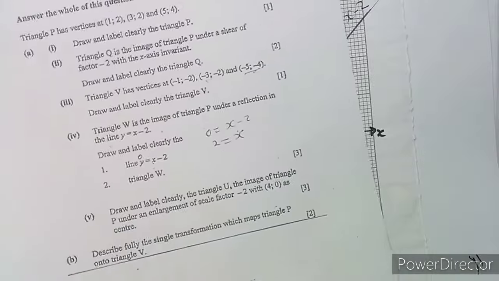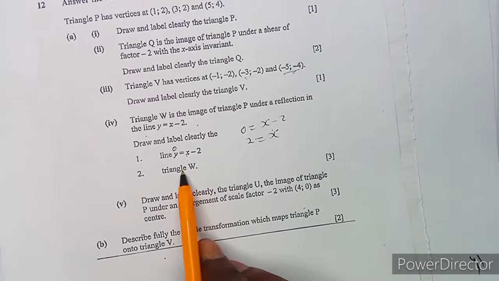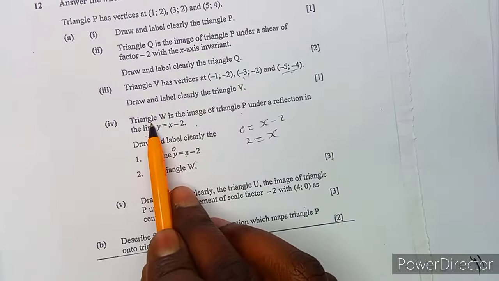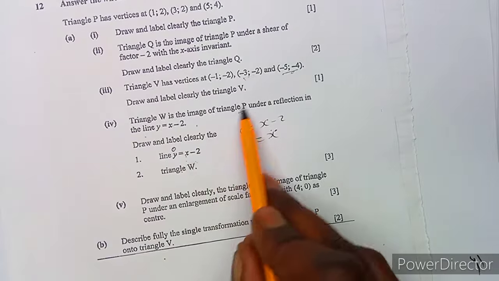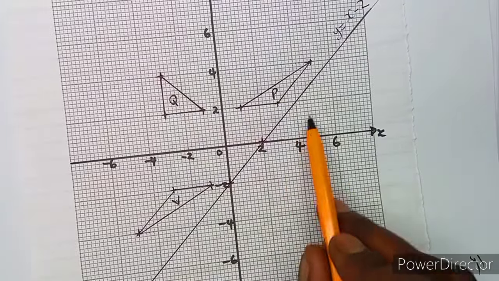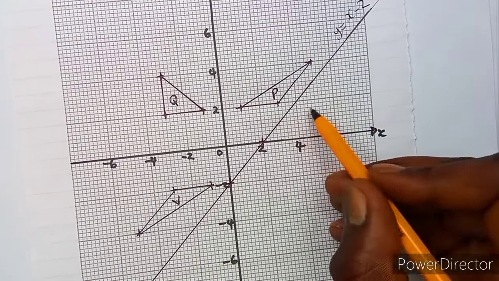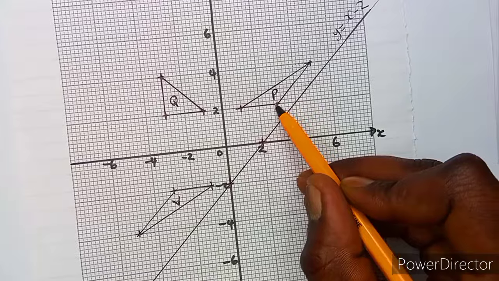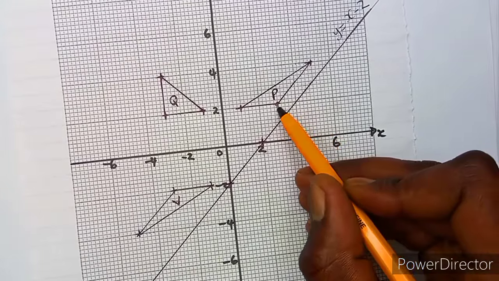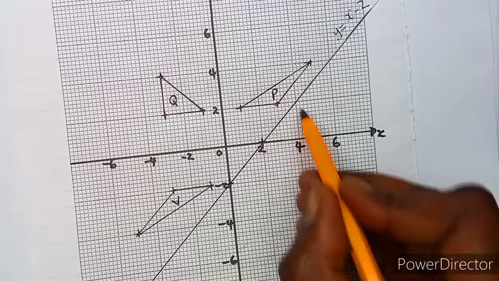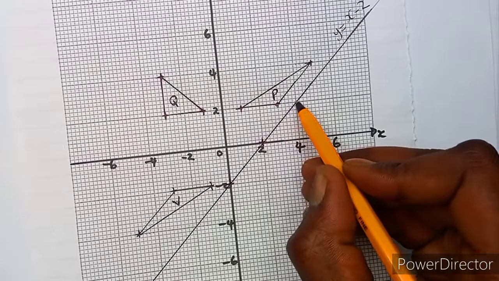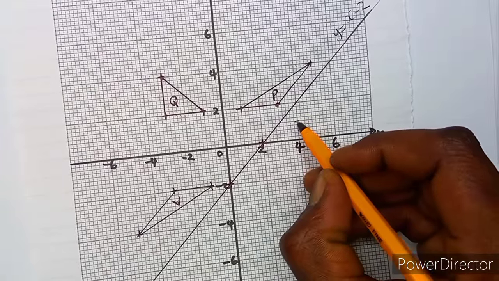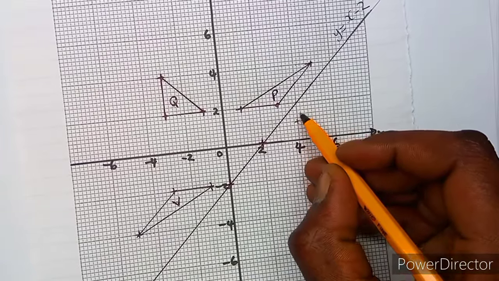And we are given that this is triangle W that we are going to draw, which is the image of triangle P. So remember, when it is a reflection, it moves to the mirror line. So this point, let's start with this point, it is going to move 1 unit. This is a standard line, so it creates 90 degrees. So it's going to move 1, then it moves downward 1, 1, 2, 3, 4, 5 at this point. So that's 1 to the mirror line, then 1 going downwards.